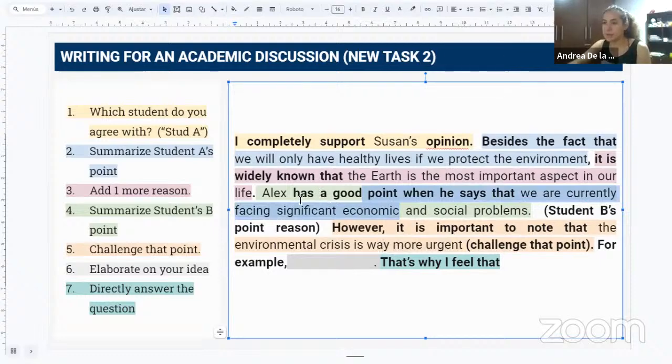Entonces tienen que imaginarse que realmente están en esta discusión, ¿no? Entonces, es decir, sí es verdad lo que dice Susana, y además de ese punto, yo añado mi propio punto. Alex tiene un buen punto cuando dice esto, pero, y voy a refutar ese punto, ¿verdad? Más o menos esa es la idea, hasta acá. ¿Se entiende? Do you guys have any questions so far?